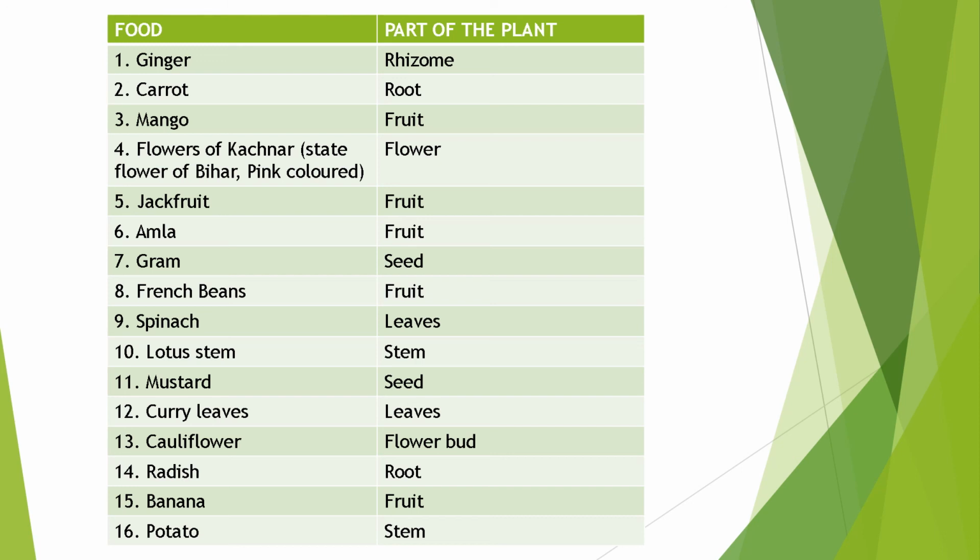Because potato has buds, you can see small buds over them, while in the case of sweet potato you can see fibrous roots over it. So this is the difference.